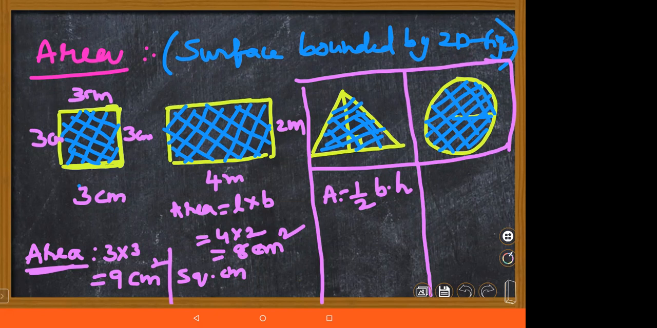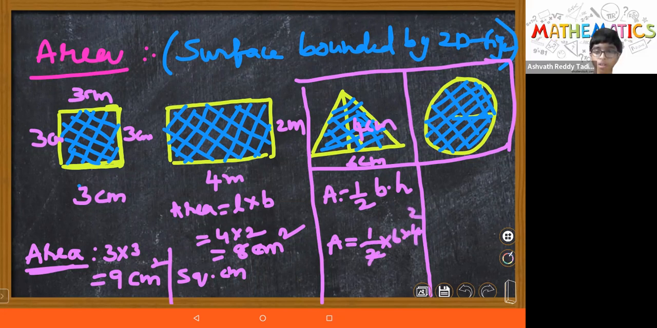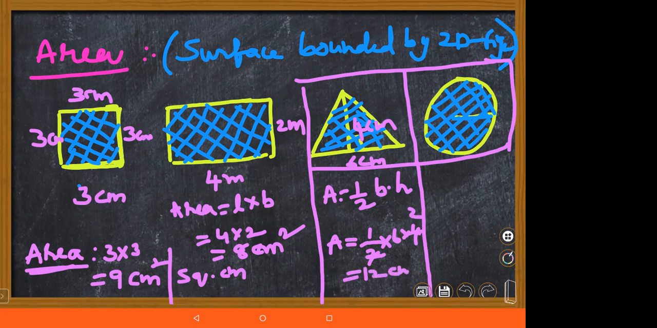Here suppose base is given as 6 centimeters, height is given as 4 centimeters. What is the area, children? According to my formula, if base and height are given, half multiplied with 6 multiplied with 4, base into height. Ma'am, 2 into 6 is 12, so 12 centimeters square.